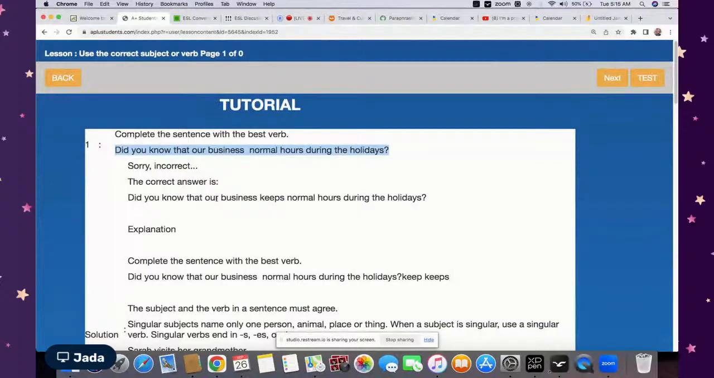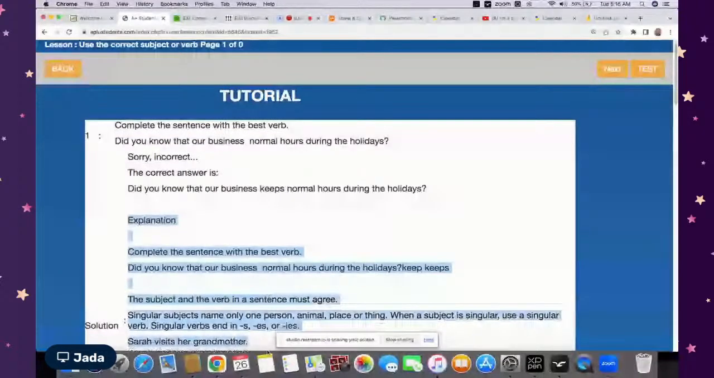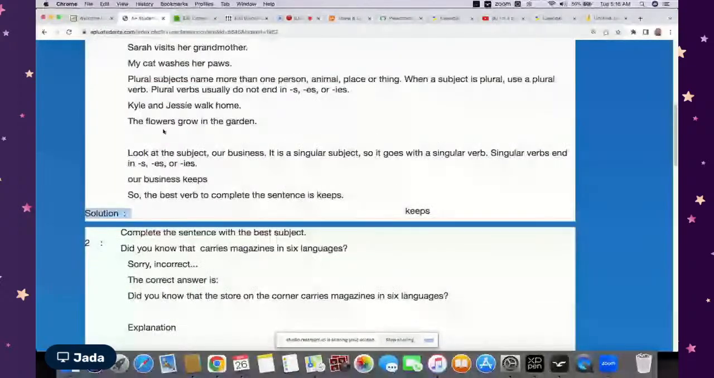All right, so it says to look at the subject, our business. So our business shows that it's just a singular subject, and then it goes with a singular verb. Singular verbs end in s, es, or ies. So it says our business keeps. Business is what? A possession owned by someone. Our business.